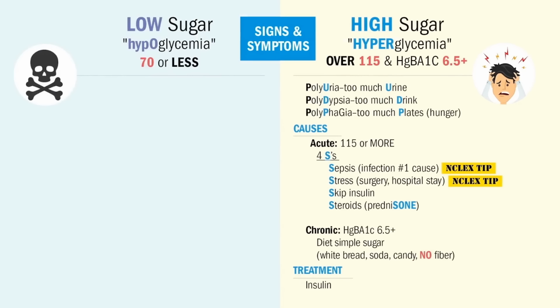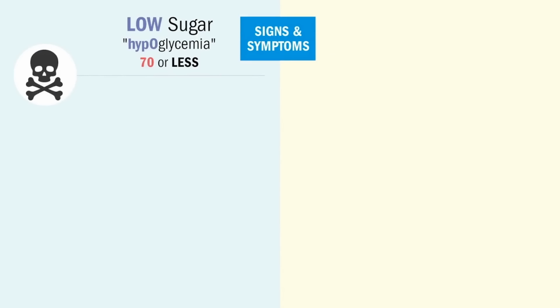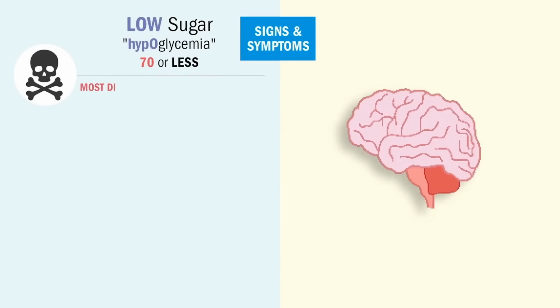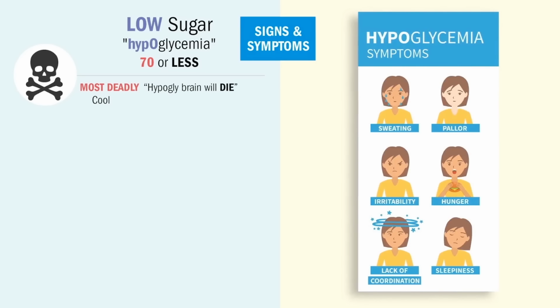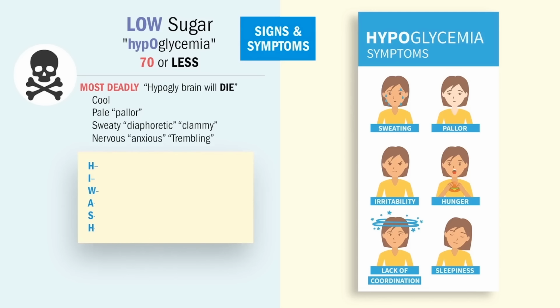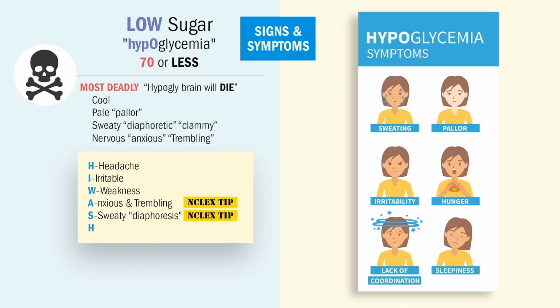Now on the other side, for hypoglycemia, that low sugar below 70, guys, just think low brain function, which leads to rapid brain death. So remember, hypogly, the brain will die. We're going to be watching for critical signs, the cool, pale, sweaty, or clammy. We need to give that patient some sugary candy. Now, typical NCLEX keywords include high wash. So headache, irritability, weakness or anxiety, and even shakiness and hunger. It's kind of like a Snickers commercial. You're just not you when you're hungry.